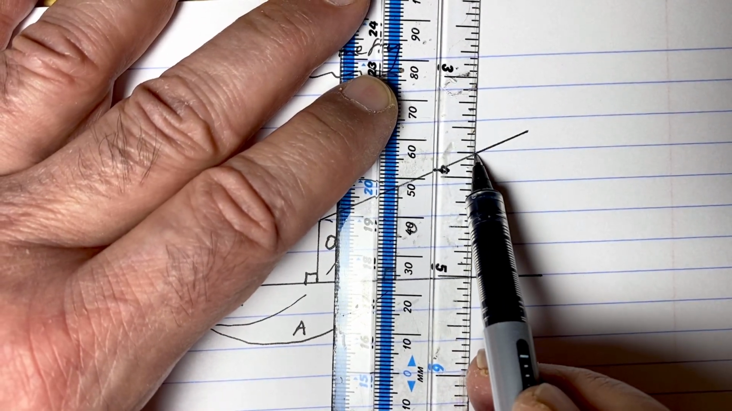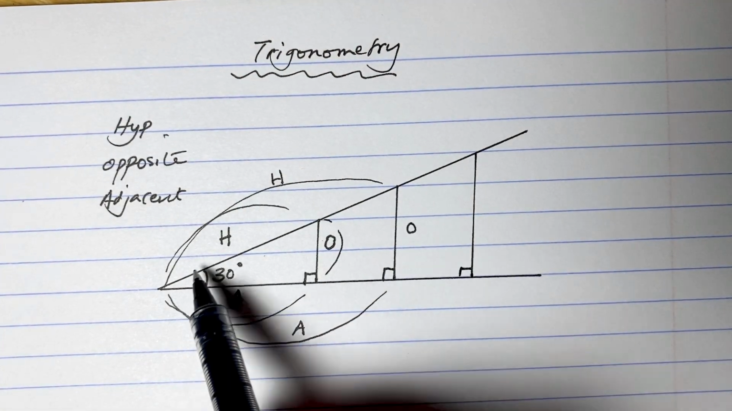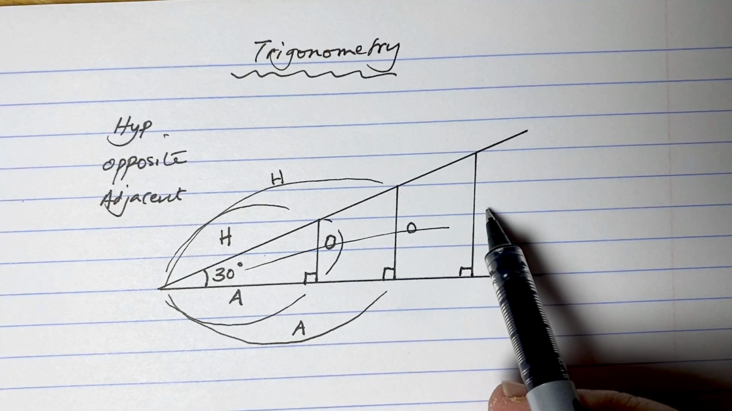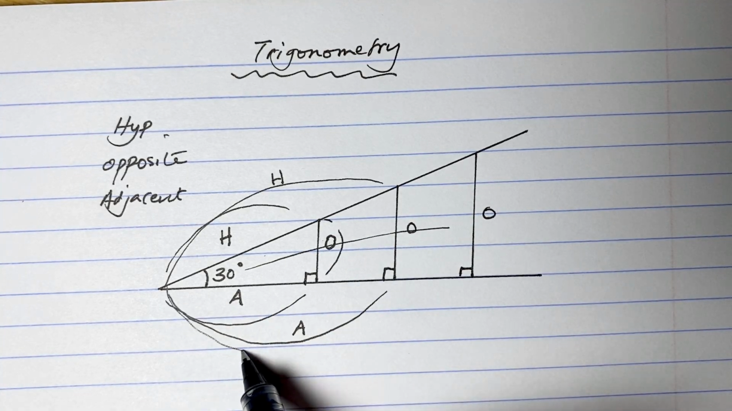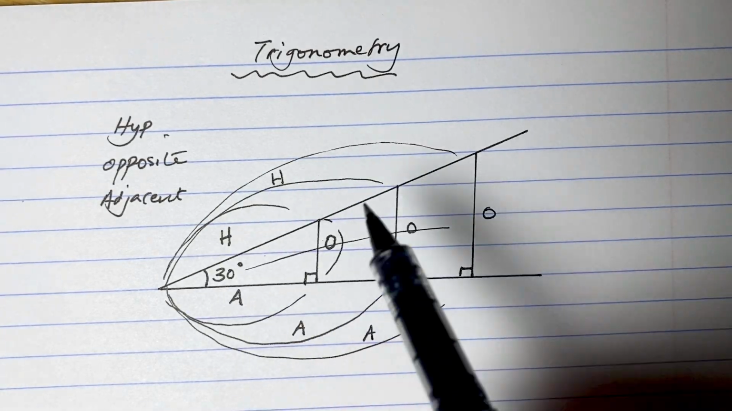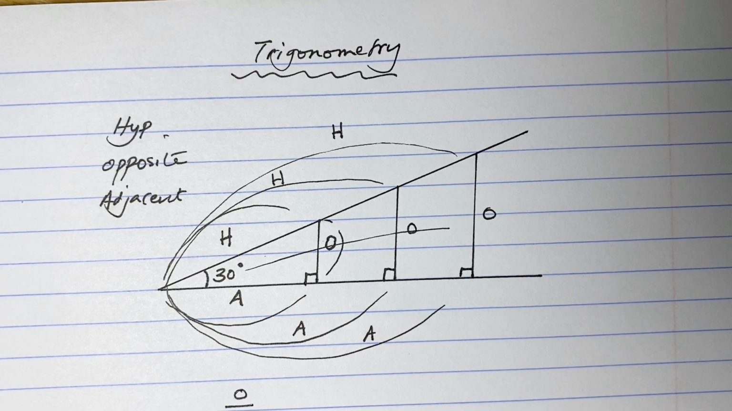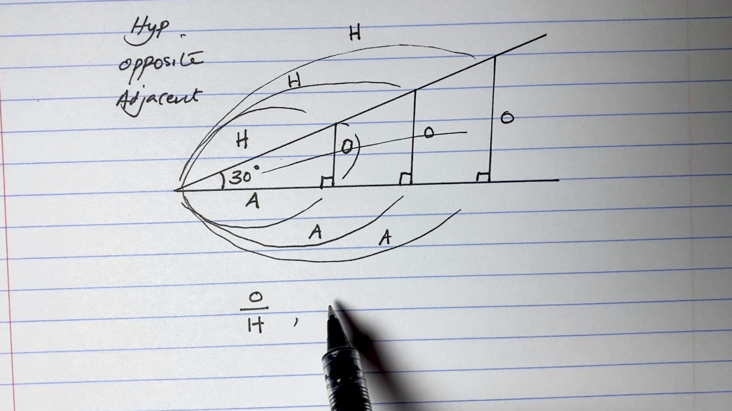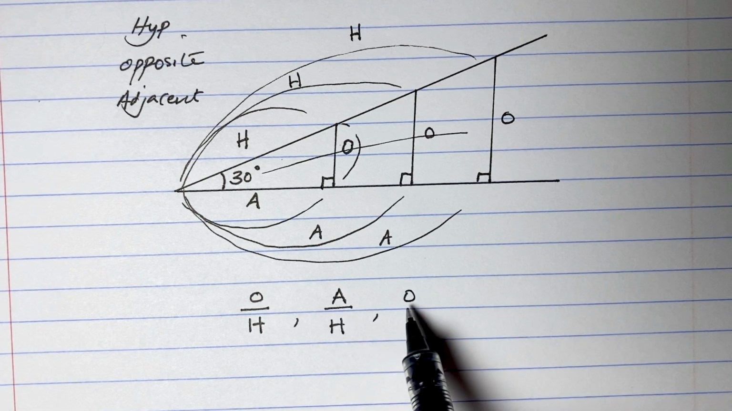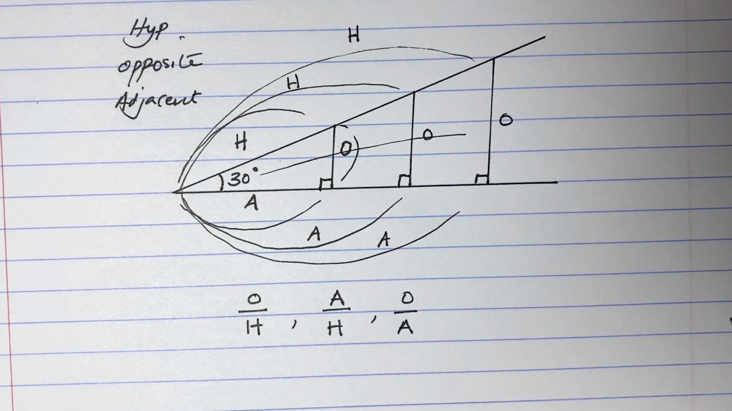So these ratios are constant for a given angle. In this big triangle here, this would be the side opposite 30 degrees. This would be the adjacent for the big triangle, and that would be the hypotenuse. So distance O over H, distance A over H, and distance O over A are all the same value, the constants.